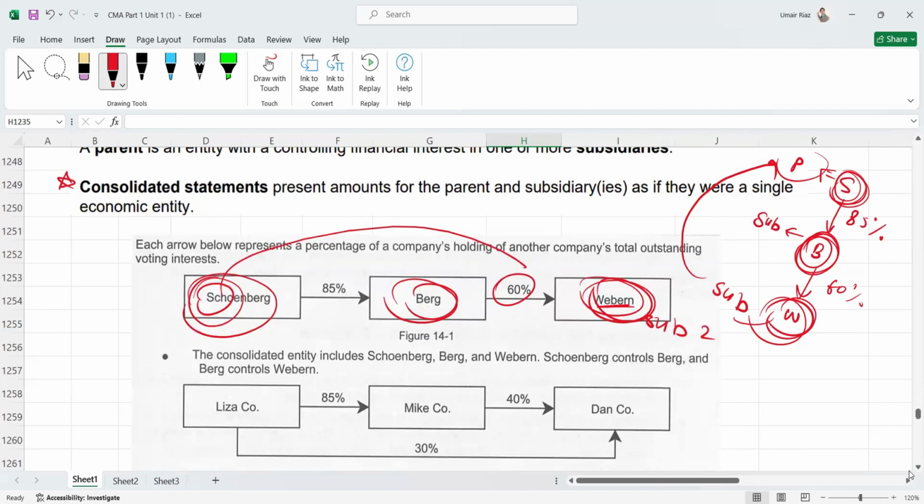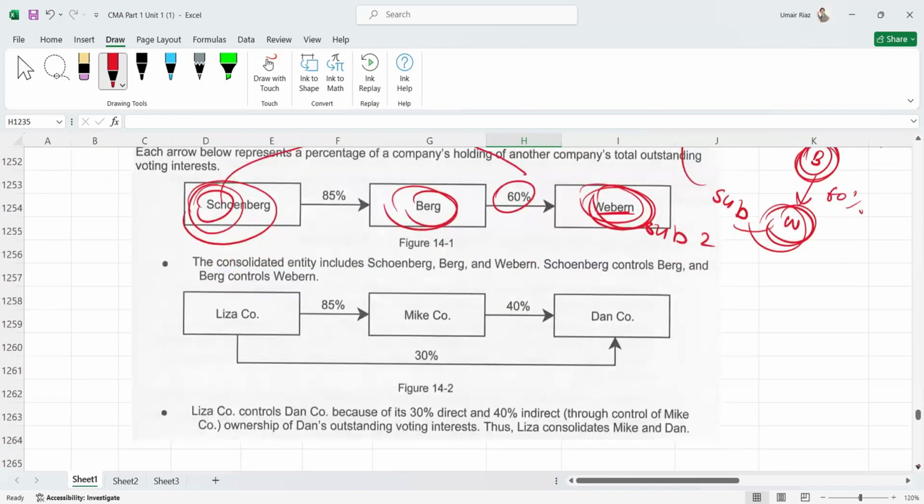Now if you look at another structure, here we have Lisa company. Lisa company has 45% of M company. It means M company is the subsidiary, and this Lisa company is the parent company. Understood? Now, please remember, M company has 40% in the D company.